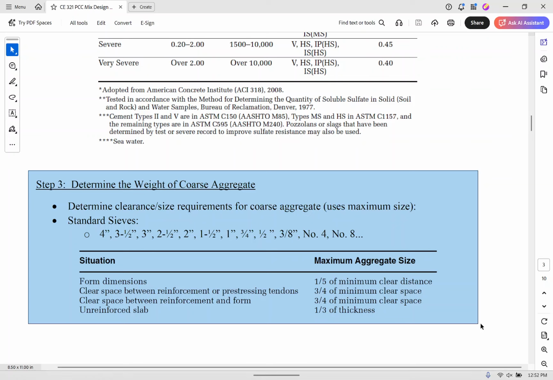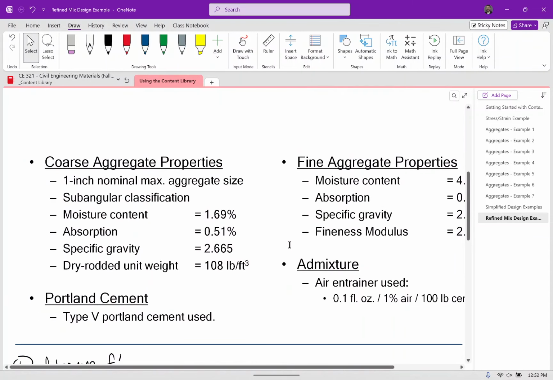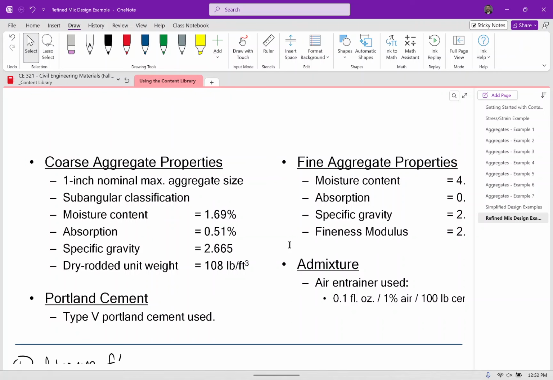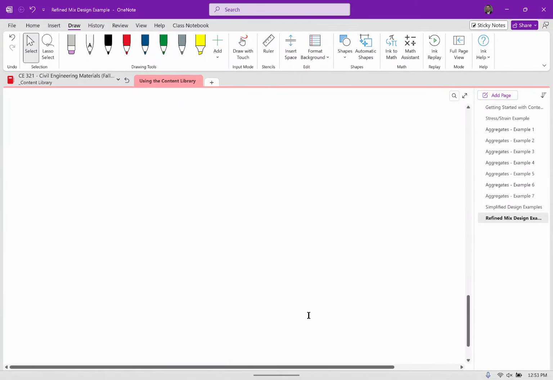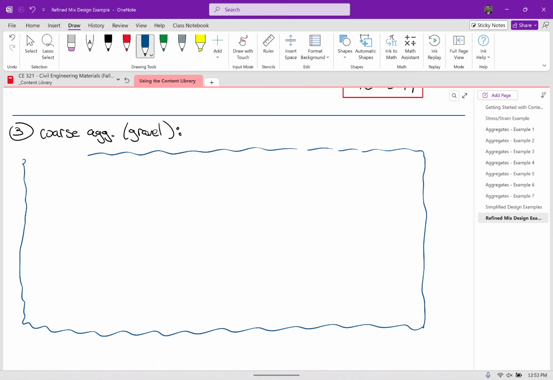What we're going to do is make sure that the aggregate that we're using is appropriate for the application. Now, what were we given about the aggregate at the very beginning of the problem? We were told that the nominal max aggregate size is 1 inch. Remember, the nominal max aggregate size is basically the first sieve that starts to retain some meaningful aggregate, so we can get that from a sieve analysis. I'm going to do a little box here, because it's essentially a check by itself, but we're going to do it.